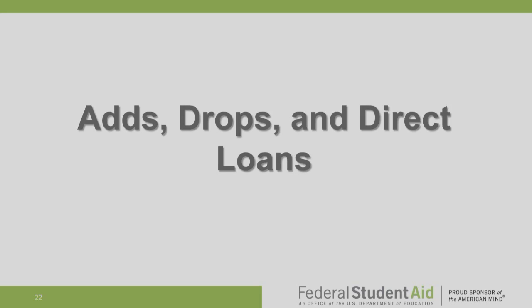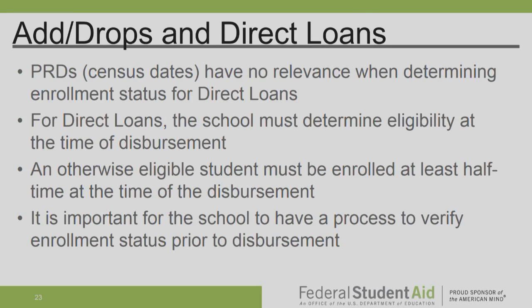I get it, okay? But what about adds, drops? Because we've been talking a lot about Pell. What about adds, drops, and direct loans? Well, I said you cannot use your census date to determine the enrollment status. So what do I do? Well, let's be clear first up front. Again, one more time, Pell recalculation dates, or as you like to call them, census dates, have no relevance, none, when determining enrollment status for direct loans.